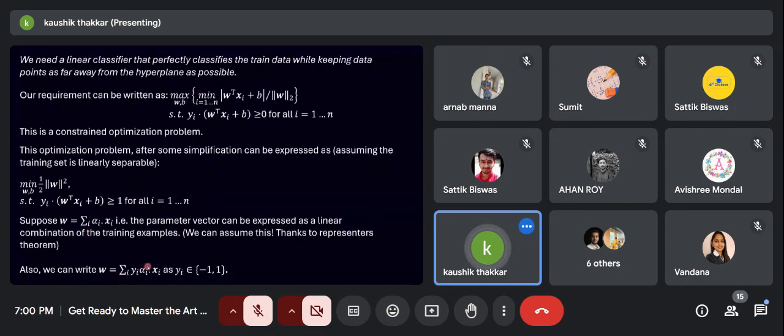the xi's, and these alpha i's are basically constants. And what you see is, if you go deep into this, then the optimization problem can be rewritten in terms of alpha i's, right?